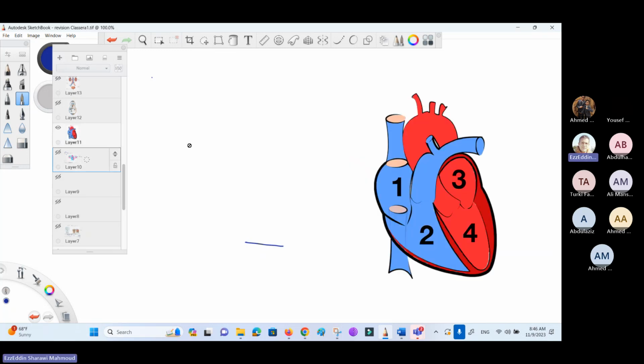This is a simple diagram for the heart. I need all of you to pay attention to me.